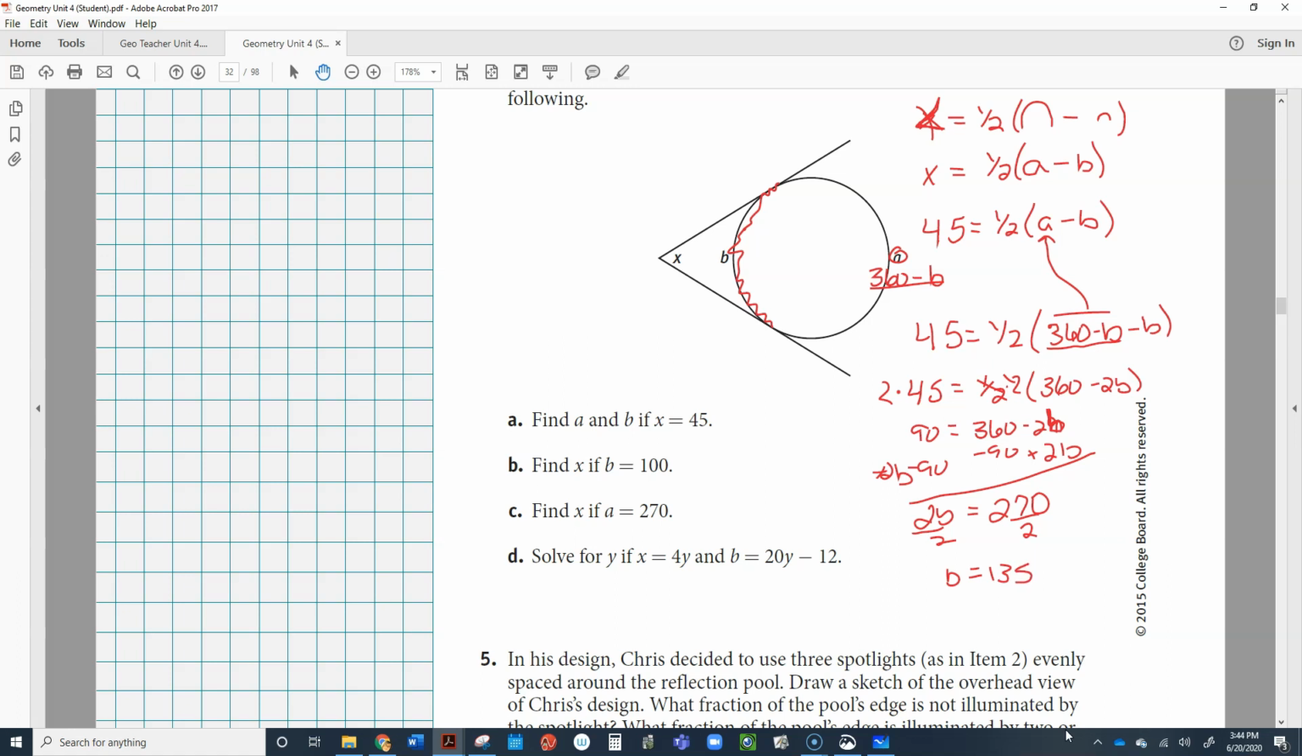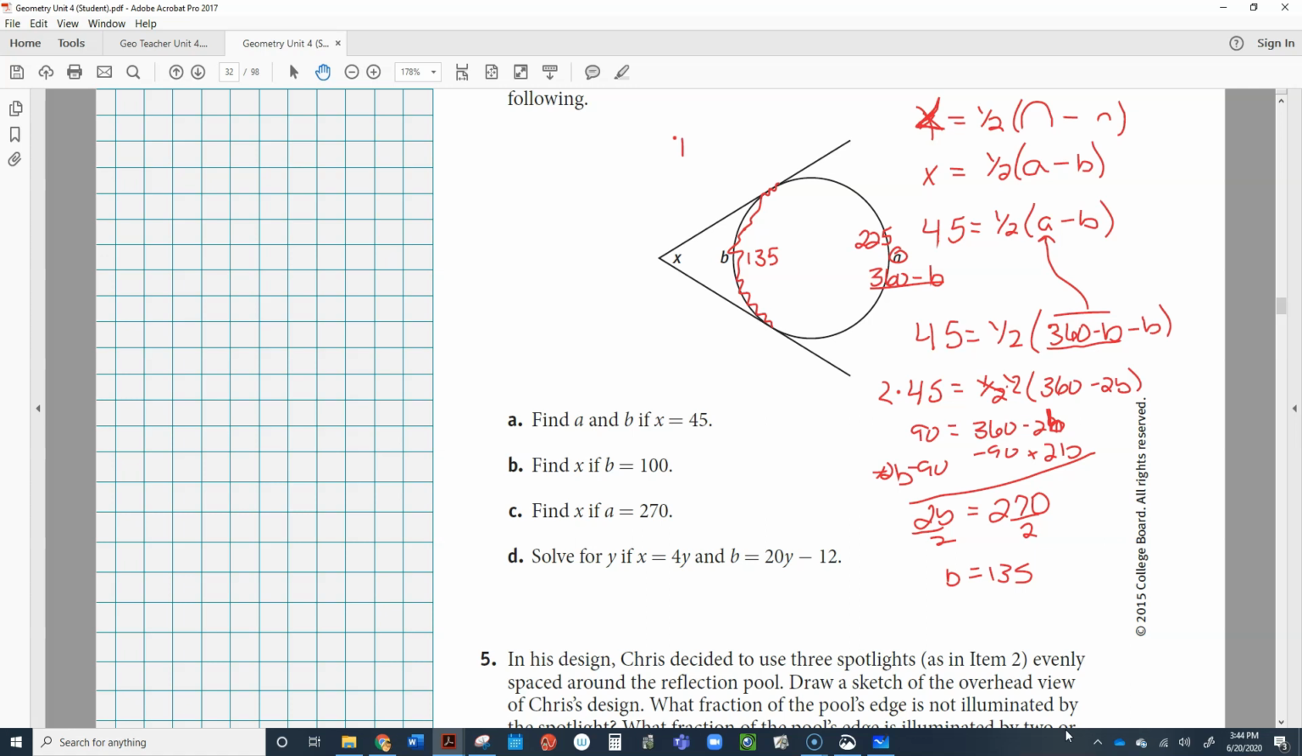So B right here is 135 degrees. That means A is 360 minus 135, and you get 225. Okay, so for part A right here, we found A to be 225, and we found B to be 135. Now, this is not how they intended you to work the problem.